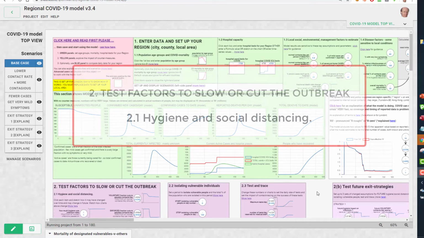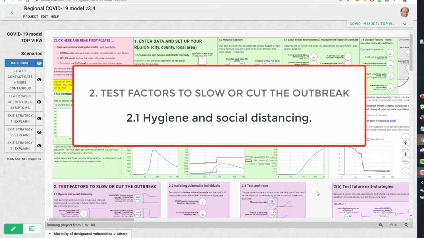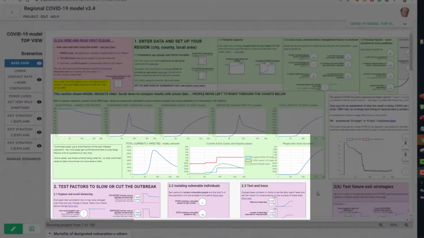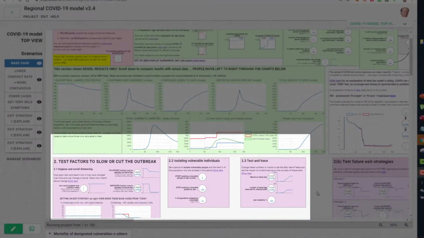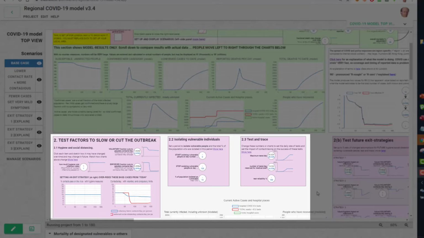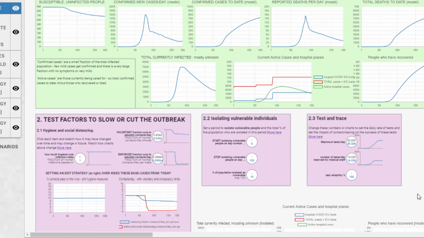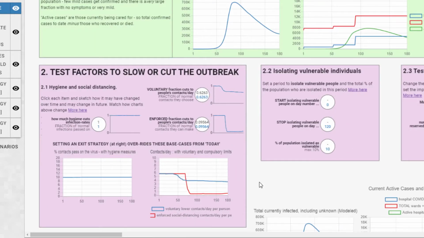In step one, you went through a number of activities to set up the data that's appropriate for your region and also adjust the way the model behaves to reflect particular characteristics of the region you're working in. Now you're in a position to explore some of the behaviour and rules that might be tried in order to slow down or cut the outbreak, and you do that in these mauve areas below the main charts for the model. The first category concerns hygiene and social distancing measures, and all three of these work by changing factors over time.